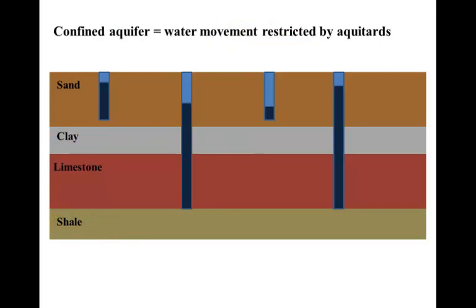The presence of this clay and shale layer acting as aquitards makes the limestone a confined aquifer. In other words, the vertical movement of water is restricted, inhibited by the presence of aquitards above and below that limestone layer. As a result, movement of water into or out of the limestone aquifer is restricted by the presence of the clay and shale layers that are acting as aquitards, making the limestone a confined aquifer.